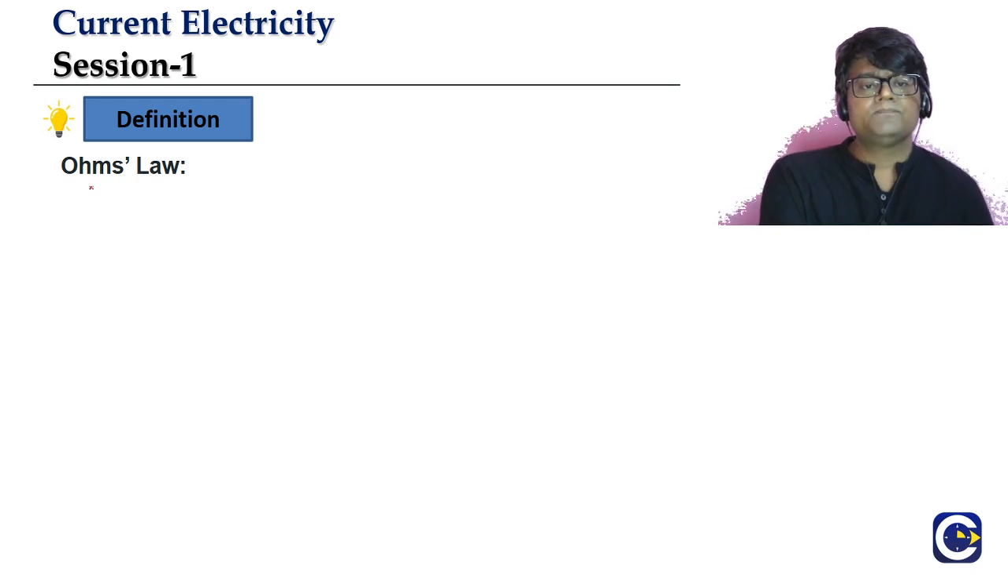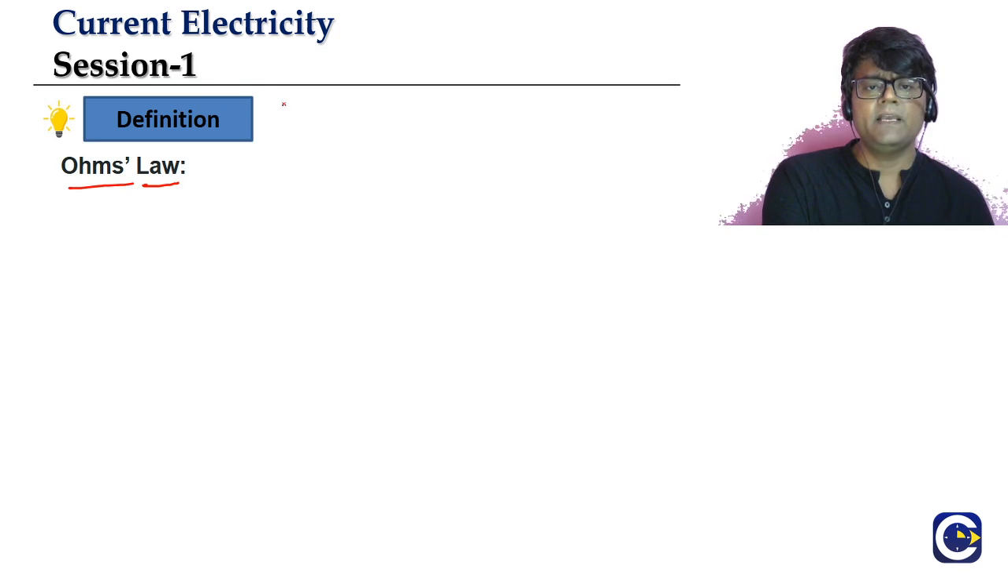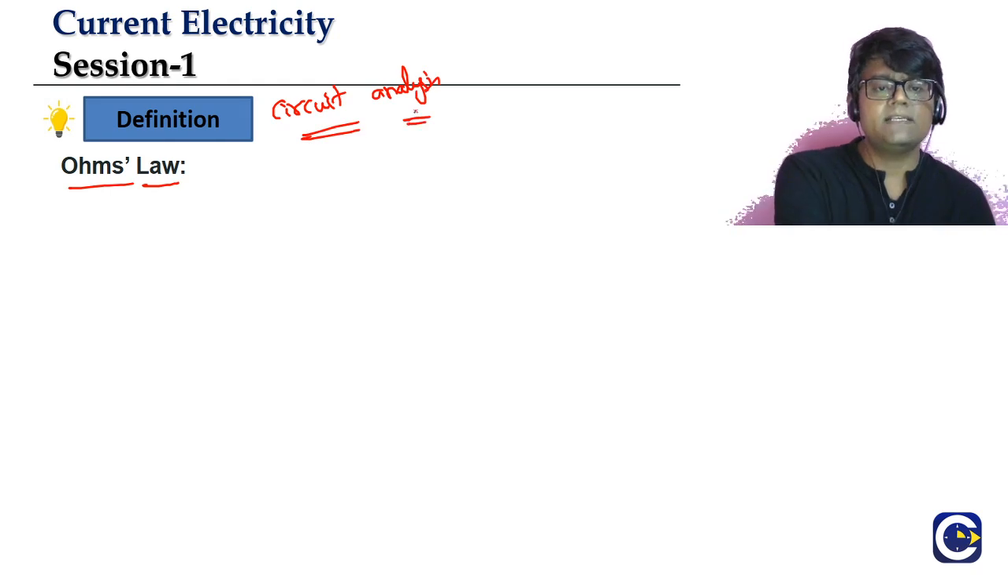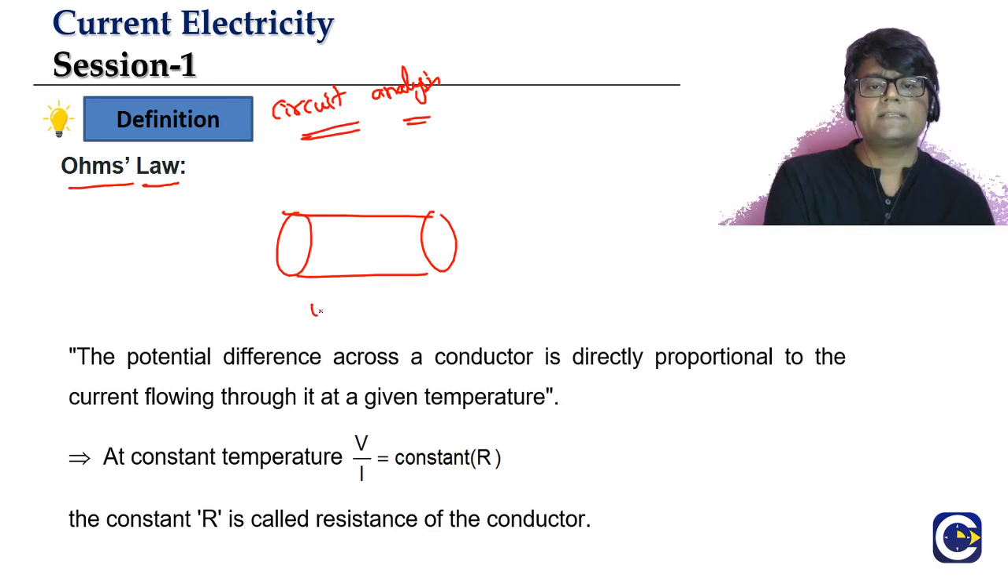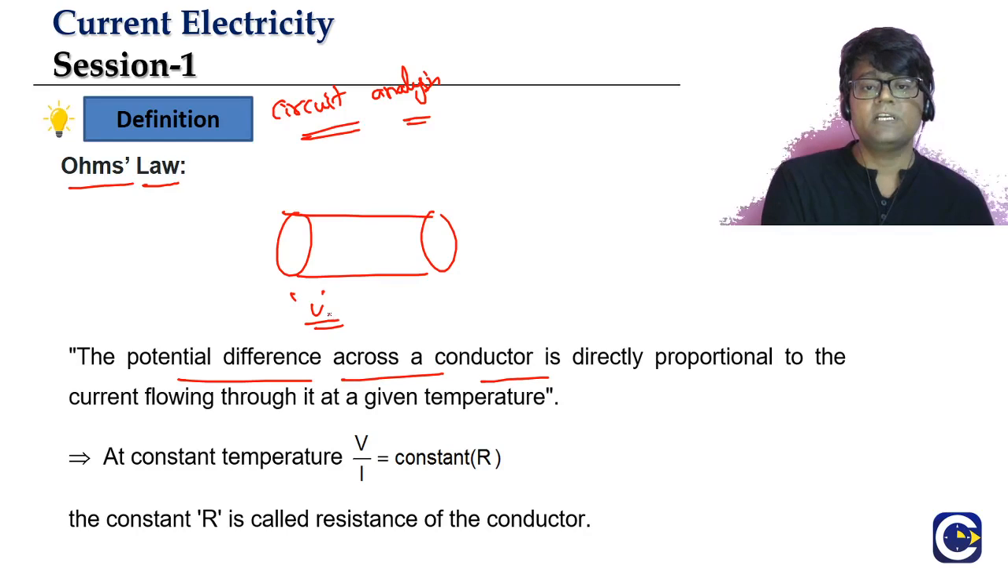Next we come to the idea of Ohm's law. So Ohm's law is an important relation that is going to be helping us in all these circuit analysis. We will be using this Ohm's law concept in all the circuit analysis problems. But what is this Ohm's law? If we look at a metallic conductor, in order to have current we must apply some potential difference. Ohm's law basically states that the potential difference across the conductor is directly proportional to the current flowing through it at a given temperature.